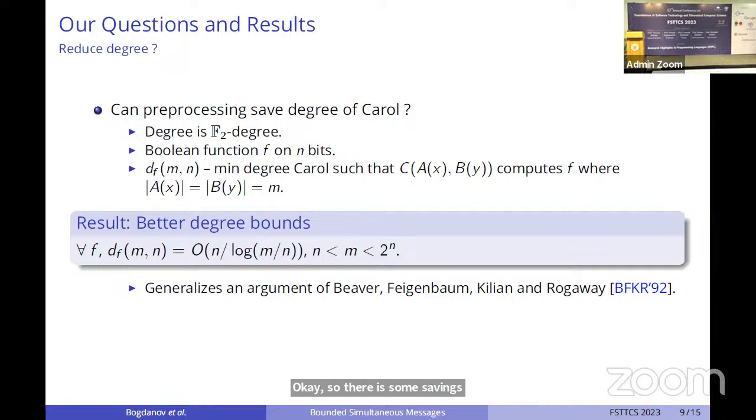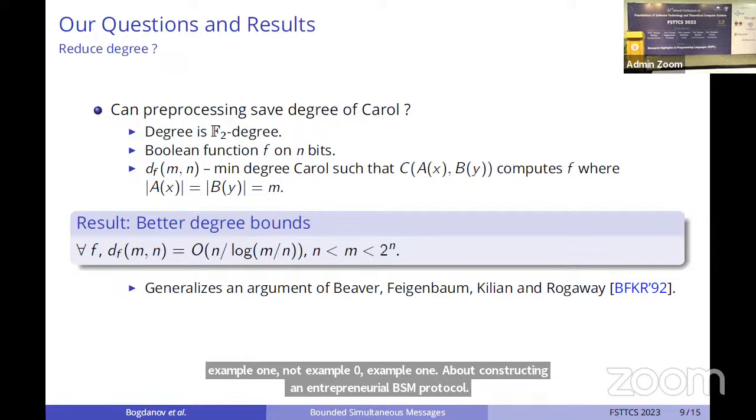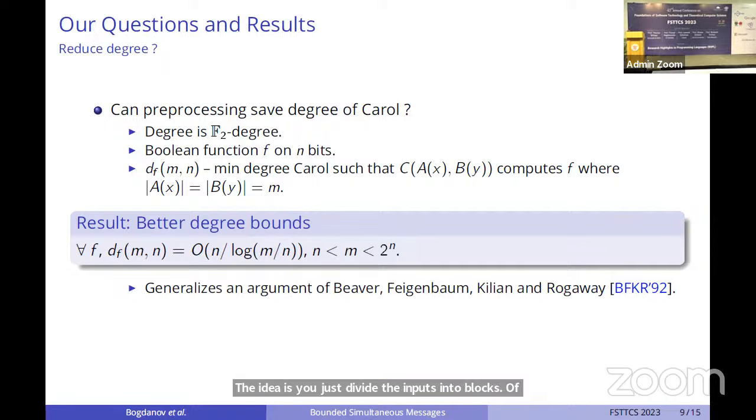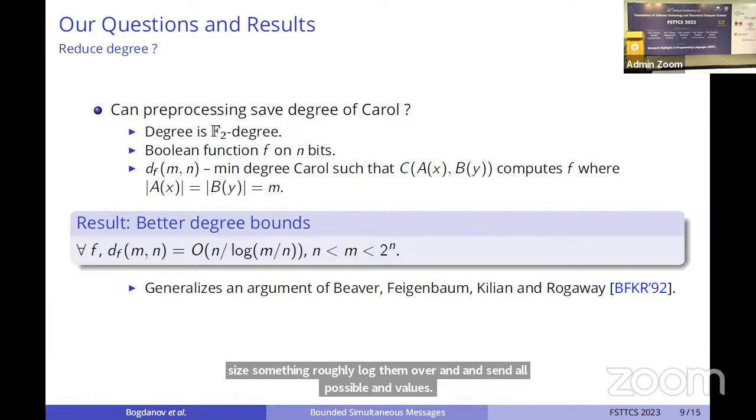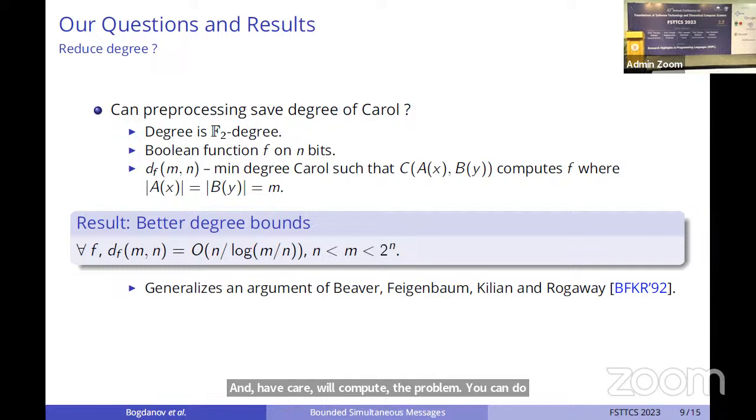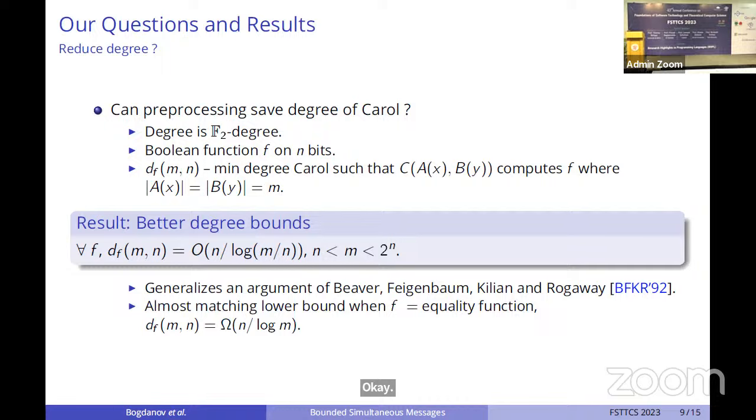Again, the idea is similar to what we saw in the first example, example one, about constructing a non-trivial BSM protocol. The idea is you just divide the inputs into blocks of size roughly log m over n and send all possible AND values, and have Carol compute the polynomial. So this in fact generalizes an argument due to Beaver, Feigenbaum, Kilian, and Rogaway. This argument works for real polynomials, whichever representation you would want to have. And we have an almost matching lower bound of m omega of n over log m. This works for F2, when the polynomial is over F2.